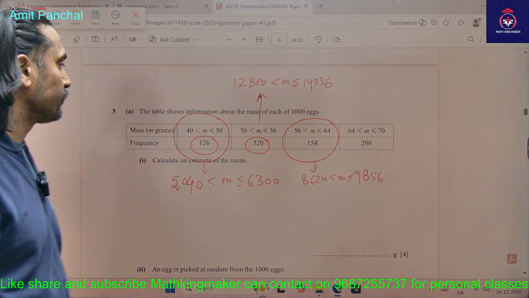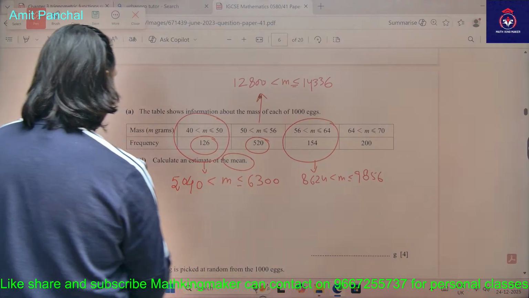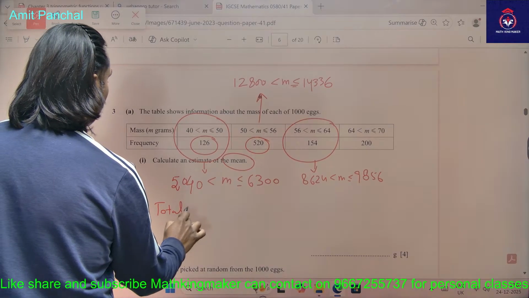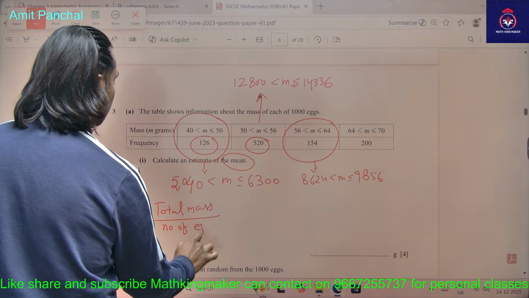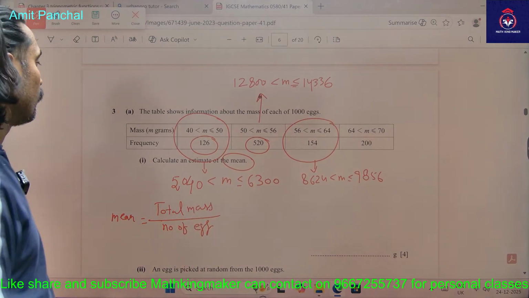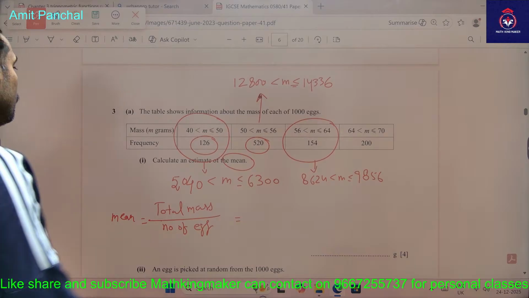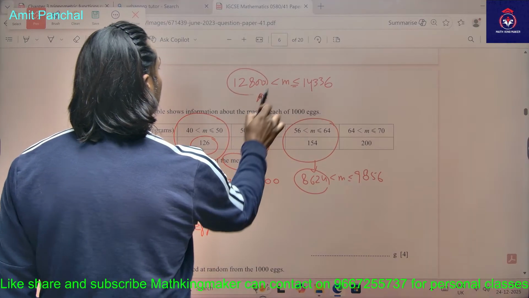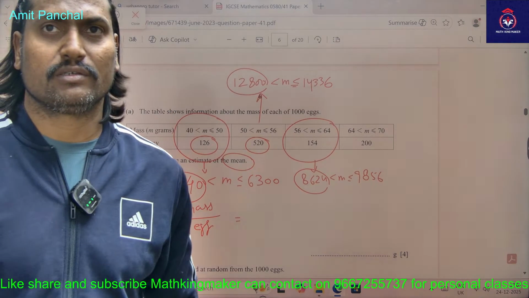So basically what you need to do, what is the mean? Mean means the total mass divided by the number of eggs. So it will give you two answers. One will be the minimum, if you add all the minimums, and the other will give you the maximum mass.